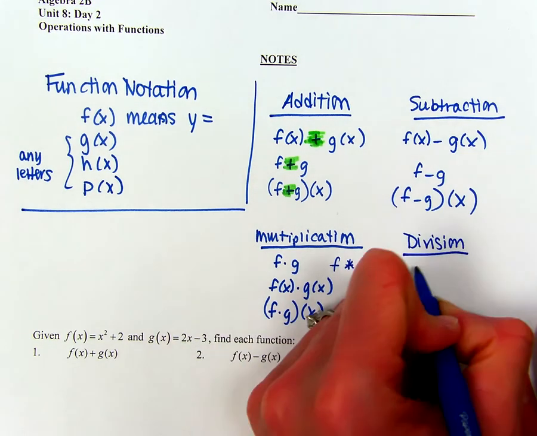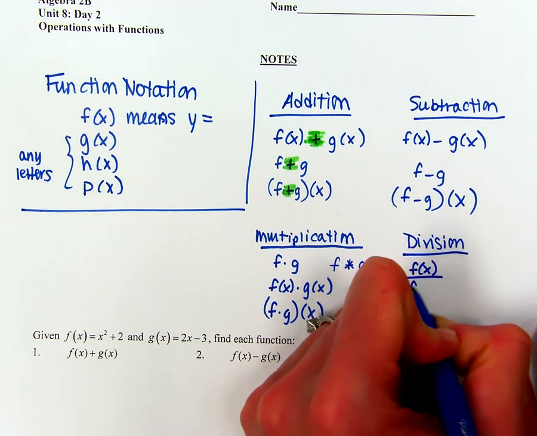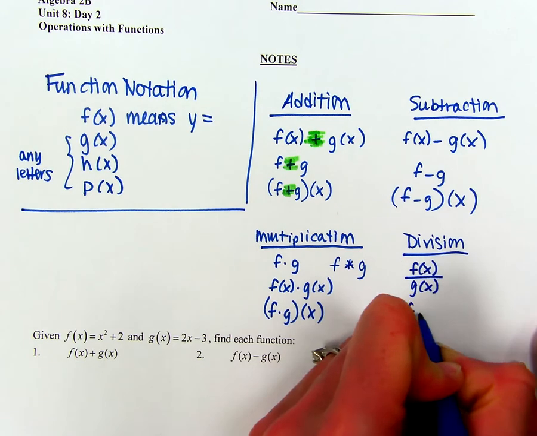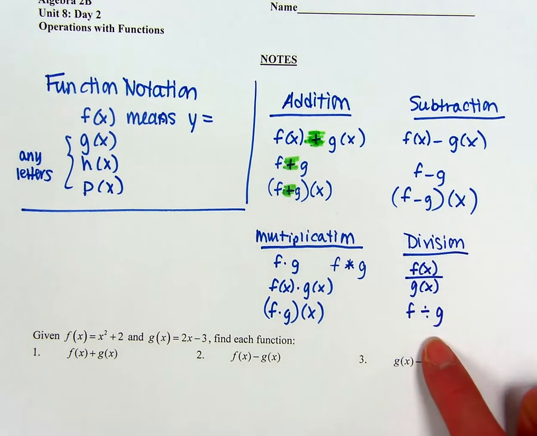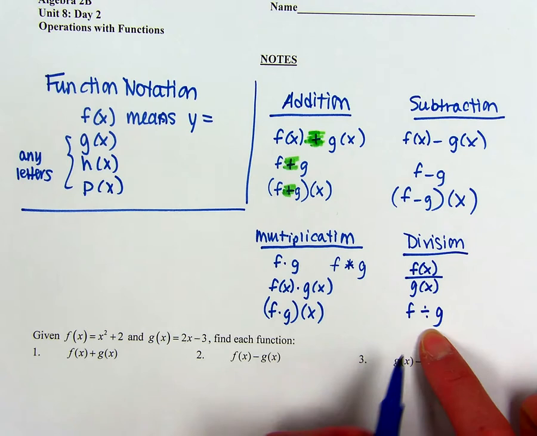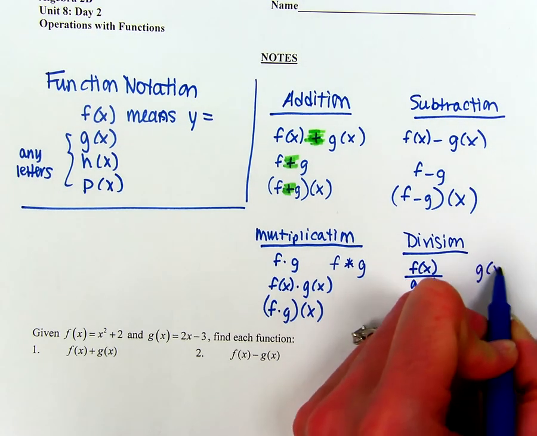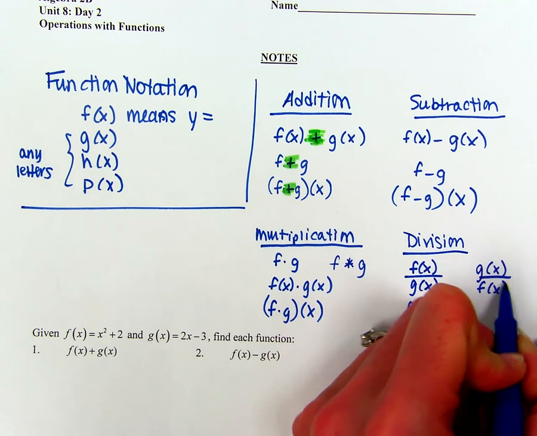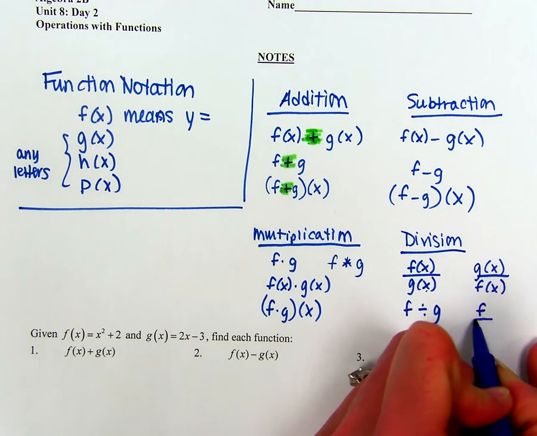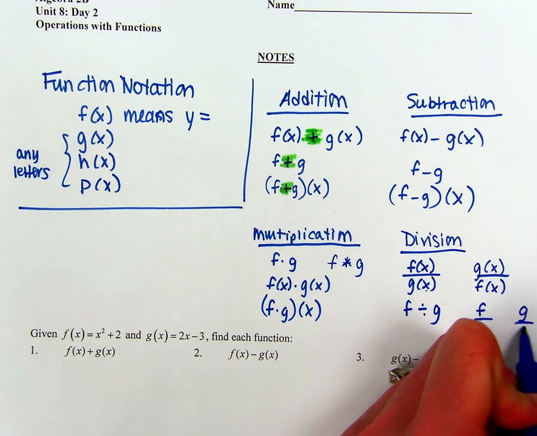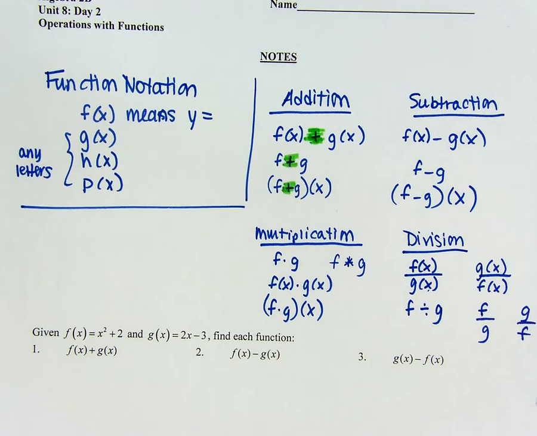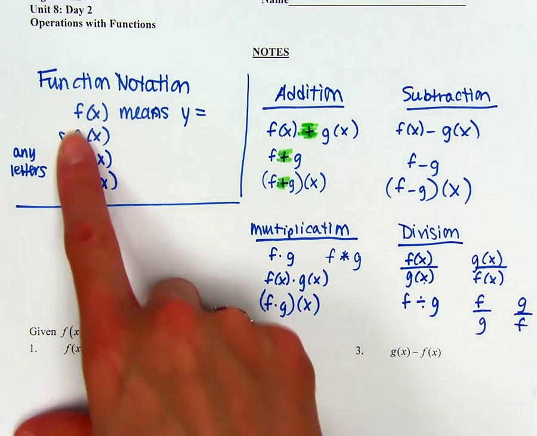Division's usually going to be written as a fraction. So like f of x over g of x. You're probably not going to see the division symbol like that. That's probably not likely. But something like this. Now remember, f divided by g of x is different than g of x divided by f of x. So anything like that: f over g, g over f. Okay. And again, you don't always have to have f and g.